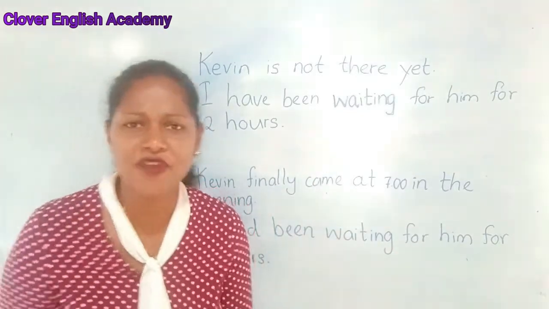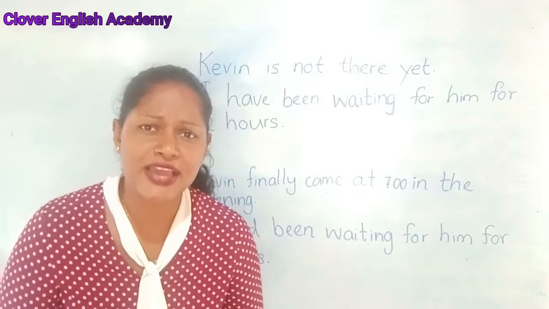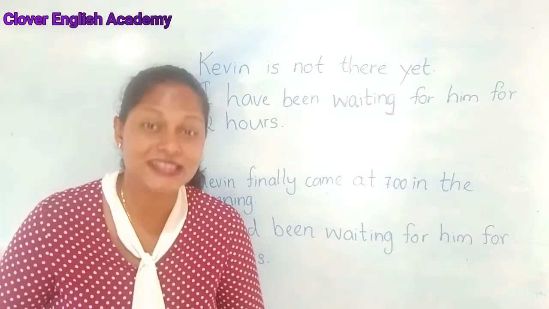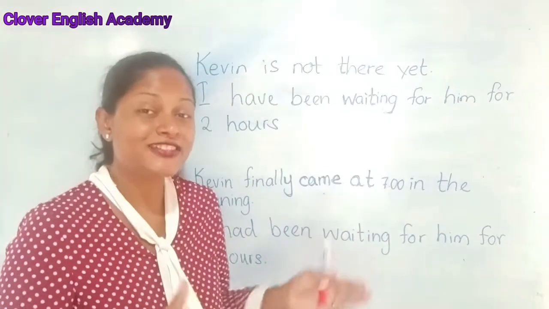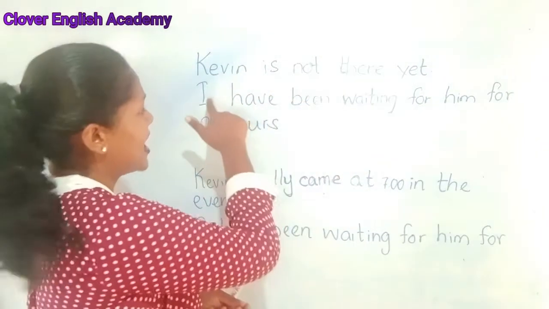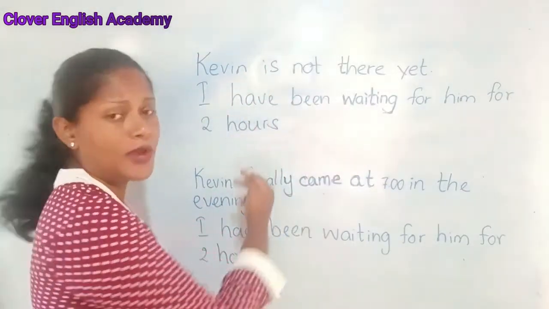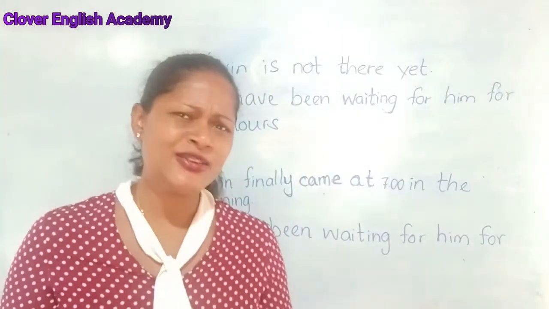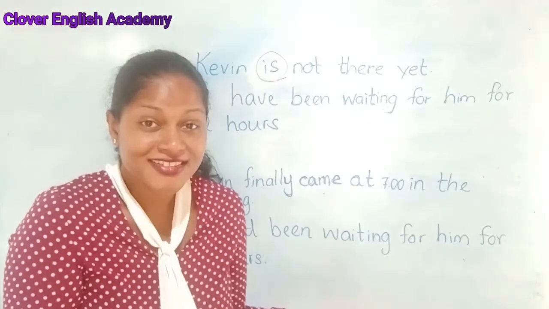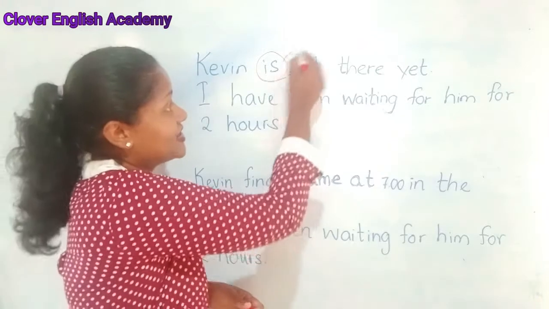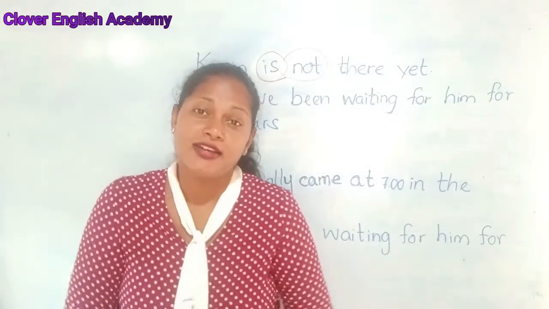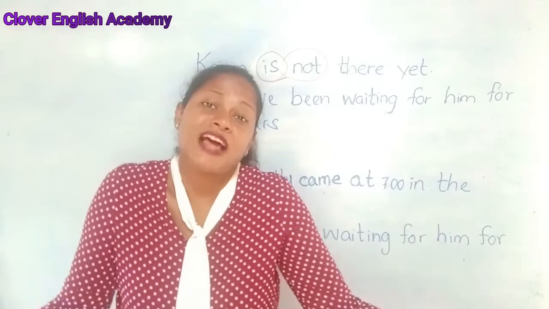Right? Okay. However, let's look at these two examples that I have written on the board. Right, let's read this. Kevin is not there yet. I have been waiting for him for 2 hours. Kevin is not there yet. What does this say? Is not. Kevin is not there yet. That means at present. So even now Kevin is still not there.